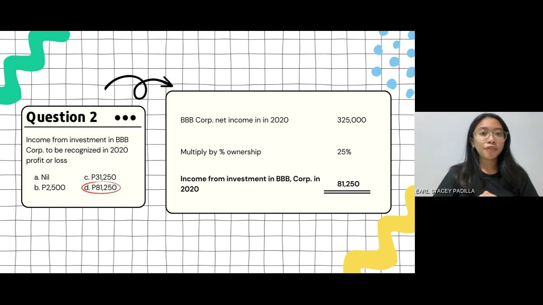For the related standards, the two previous questions are related with the standard of PFRS 9 or Philippine Financial Reporting Standard 9, Financial Instruments, which goes over the governing of the recognition and measurement of financial instruments that would be further discussed later on. And that's it for problem 1 and 2.